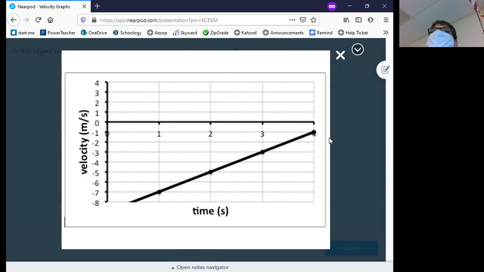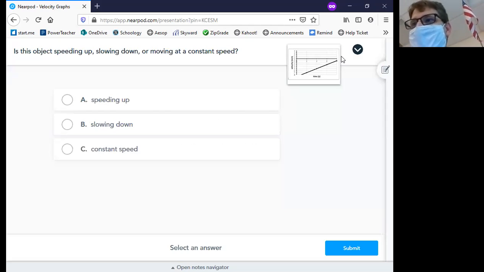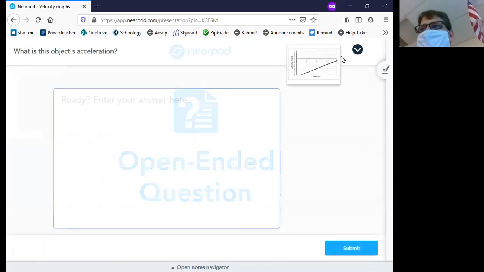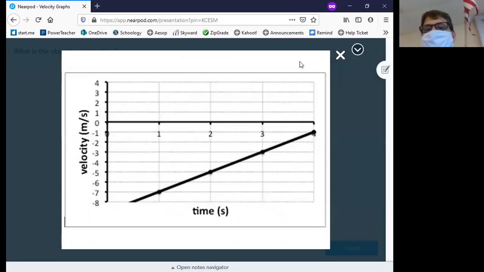Let me ask a similar question. Actually, I think this is the next question. So the next question I want to ask you is, what is its acceleration? And again, you'll probably need to zoom in to see, but can you calculate what number is its acceleration?